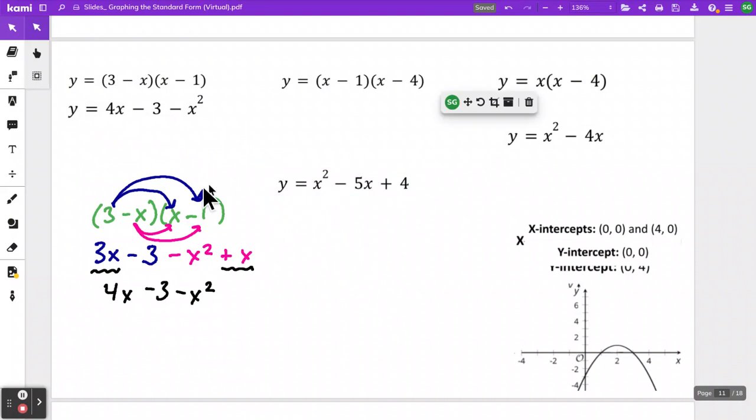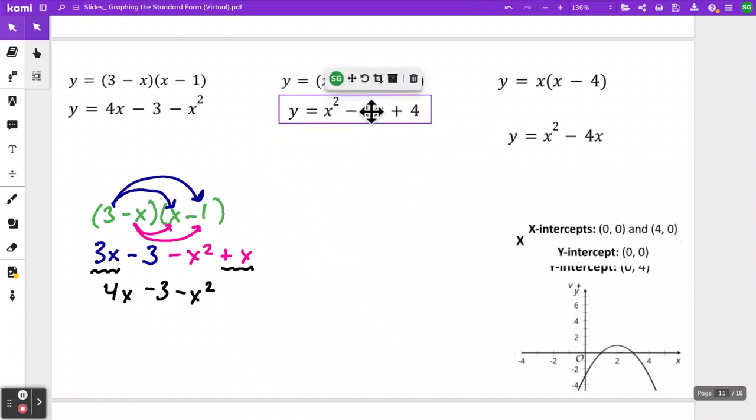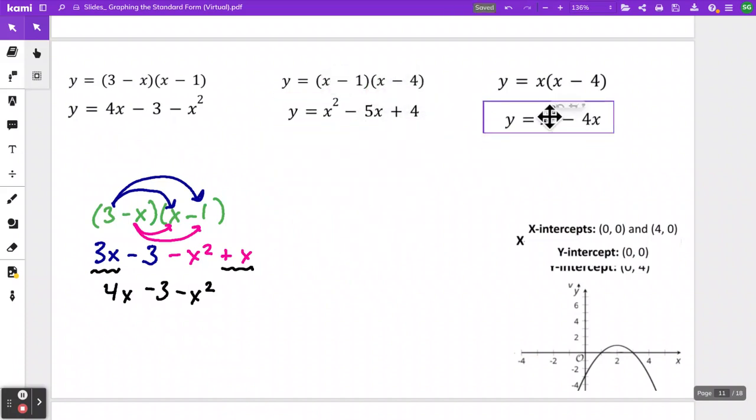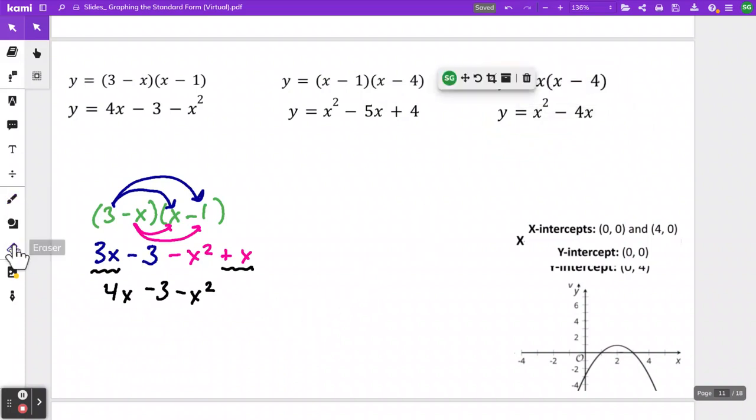The other 2, like I said, you can use distributing or you can do the diagram option. This is going to be the answer for that one. And then this is our standard form for that factored form. This is the first part of our matching activity.